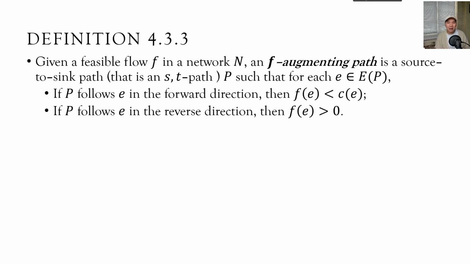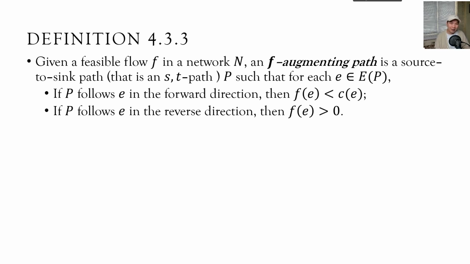then it follows these two conditions. If P follows E in the forward direction, that is, I'm going along P and the direction is going forward, then I always want to make sure that my flow is less than my capacity. Again, I don't want my flow to exceed my capacity. Now, if I'm working in the reverse direction, let's say I'm moving along my path, and I end up having to use the reverse direction on an edge, then I want to make sure that my flow is strictly positive, that is greater than 0.